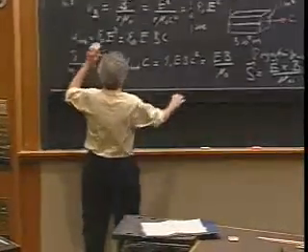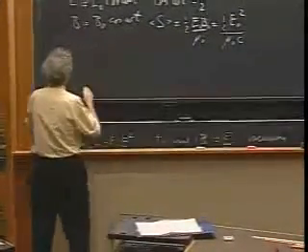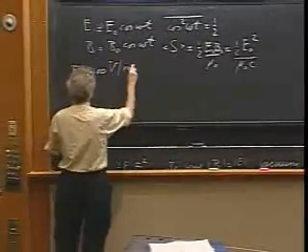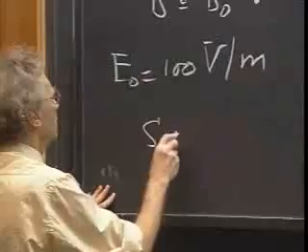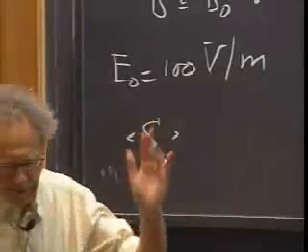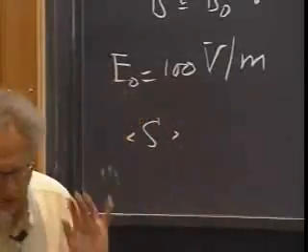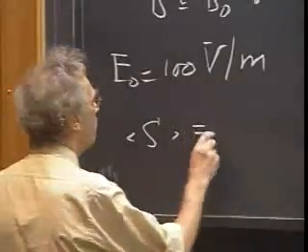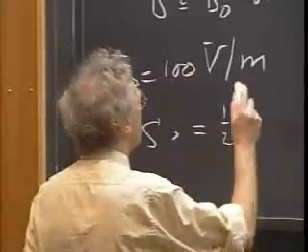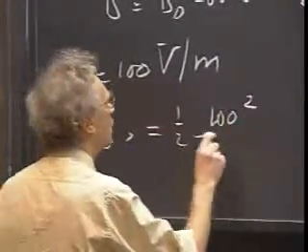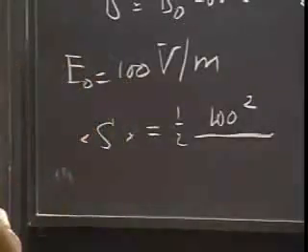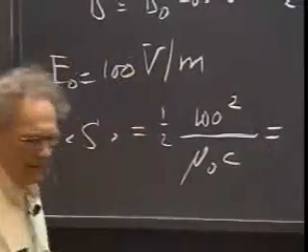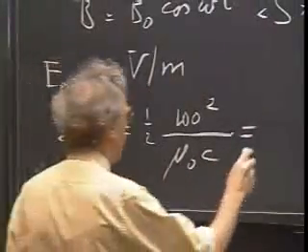So let's take an example. Suppose we have an electromagnetic wave whereby E0 were 100 volts per meter. Then I can calculate now, and it is a traveling electromagnetic wave, what the average value of the Poynting vector is. So that would become 1/2 times 100 squared divided by mu 0 times C. And if you do your homework on that, you will find that it is 13 watts per square meter.